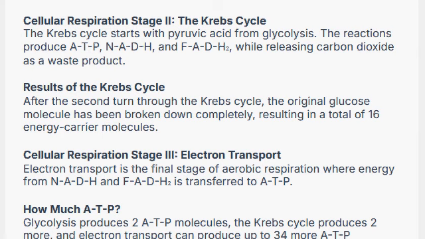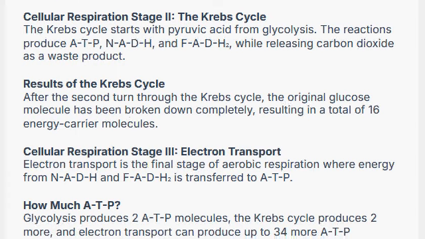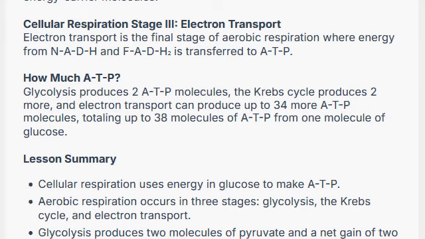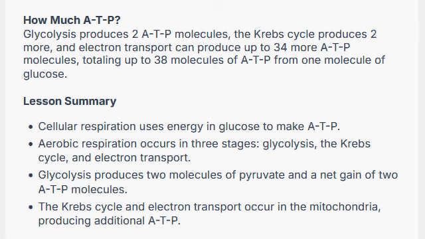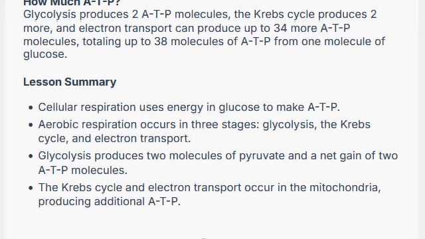Cellular respiration stage 3, electron transport. Electron transport is the final stage of aerobic respiration where energy from NADH and FADH is transferred to ATP. How much ATP? Glycolysis produces 2 ATP molecules, the Krebs cycle produces 2 more, and electron transport can produce up to 34 more ATP molecules, totaling up to 38 molecules of ATP from 1 molecule of glucose.